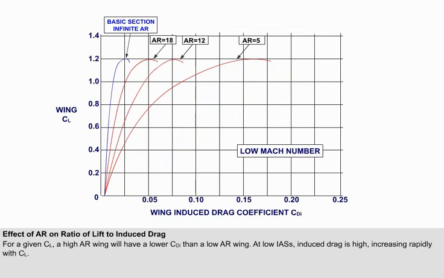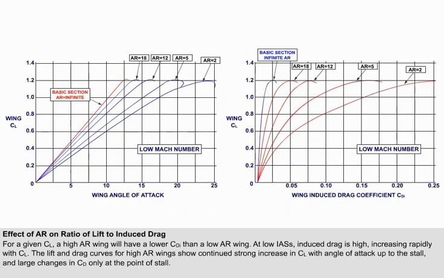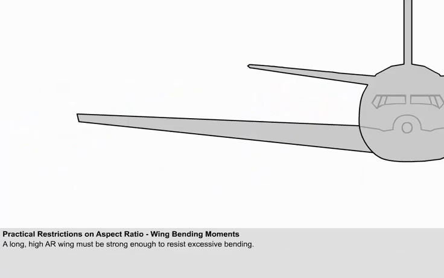At the high lift coefficients associated with low IASs, the induced drag is high and increases rapidly with CL. The lift and drag curves for high AR wings show continued strong increase in CL with angle of attack up to the stall, and large changes in CD only at the point of stall. From a practical point of view, there are restrictions on the aspect ratio of the wing in designing an aircraft.